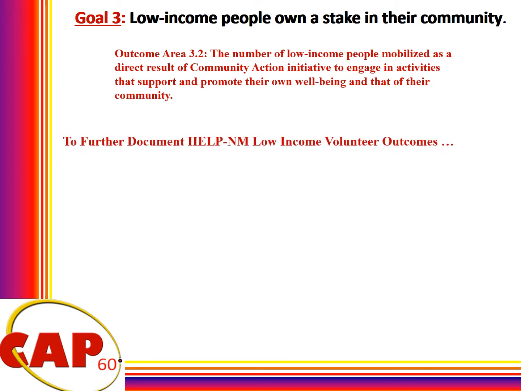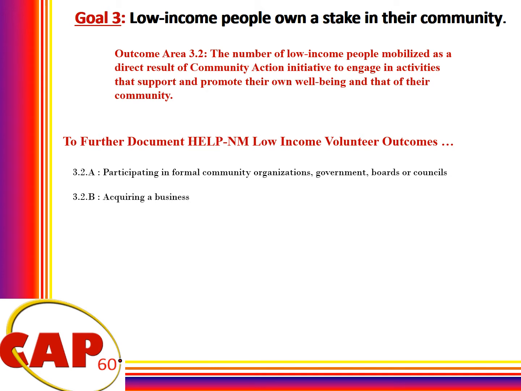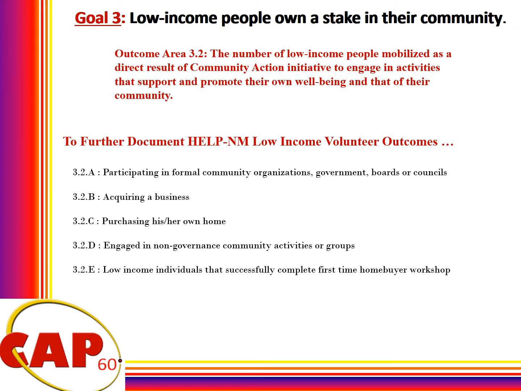To further document Help New Mexico low-income volunteer outcomes, use the following NPIs. 3.2a, participating in formal community organizations, government, boards, or councils. 3.2b, acquiring a business. 3.2c, purchasing his or her own home. 3.2d, engaged in non-governance community activities or groups. 3.2e, low-income individuals that successfully complete first-time homebuyer workshop.